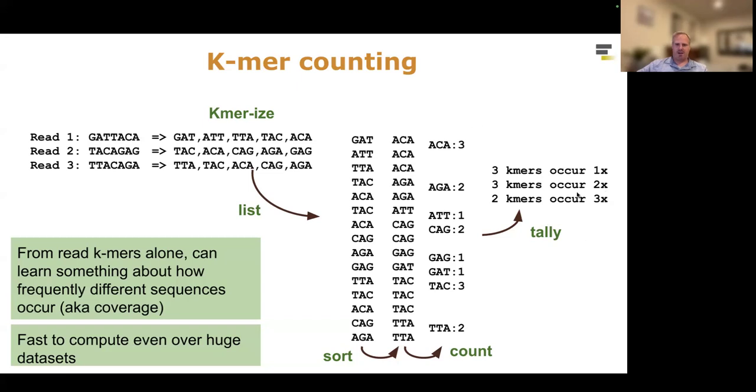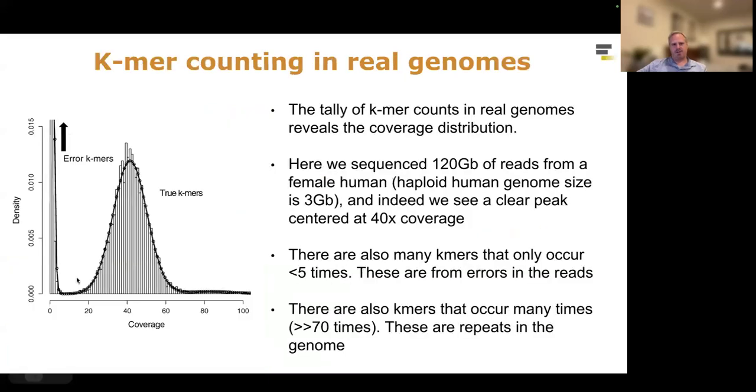And then tally up, this is called the k-mer profile, about how many k-mers occur how many times across your whole read data set. As an example, this is a real profile, the bars, showing a real read data set from a human genome. In total, we sequenced about 120 gigabases from a female human genome. We know, from other work, of course, that the haploid human genome size is about 3 gigabases.